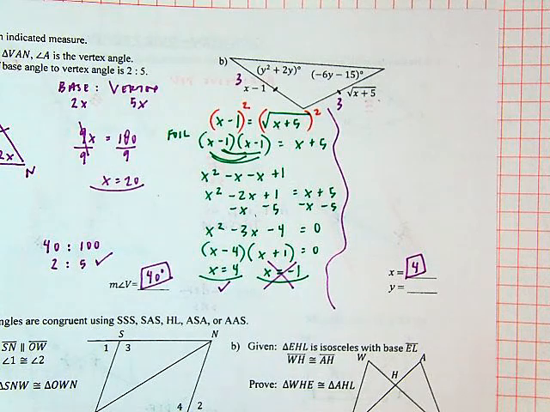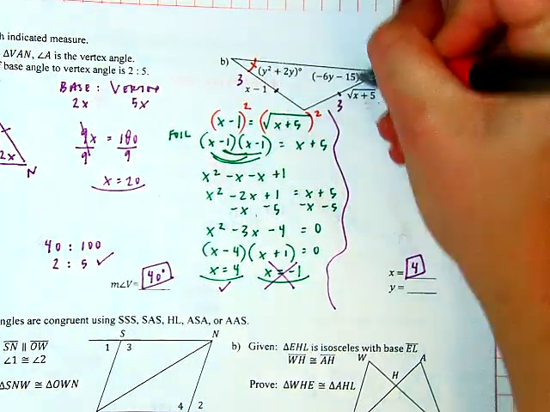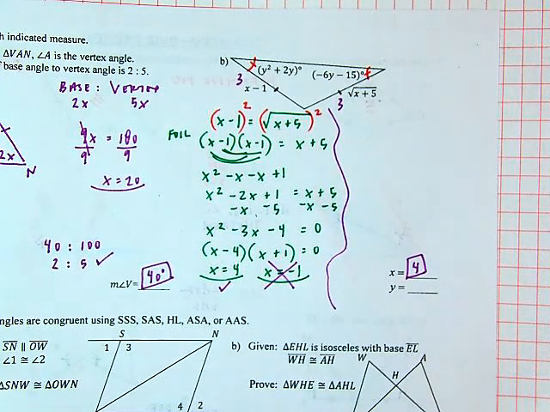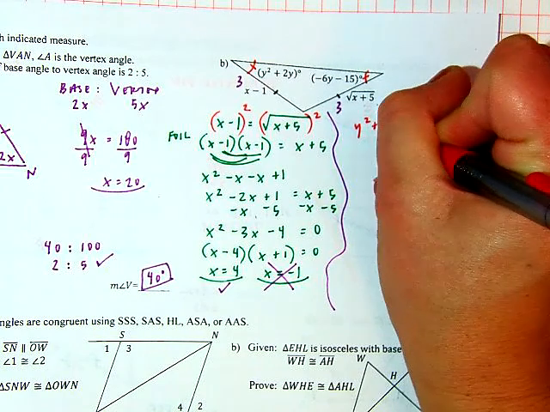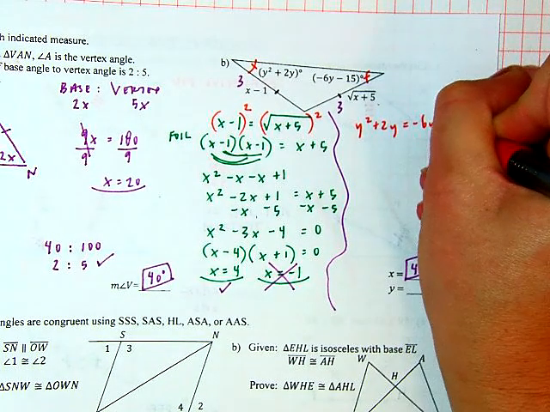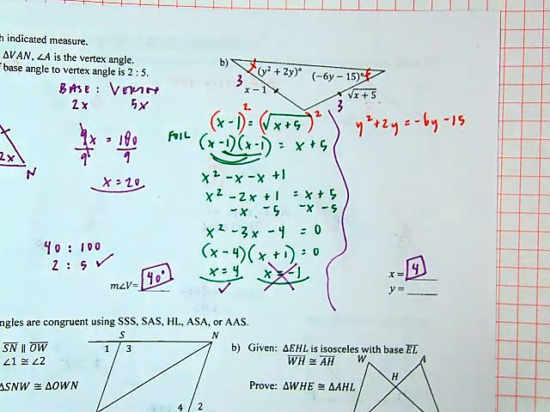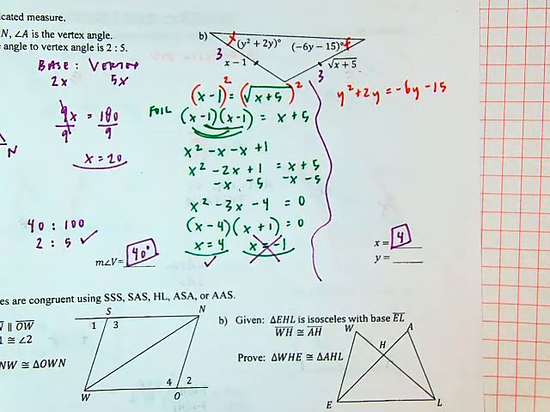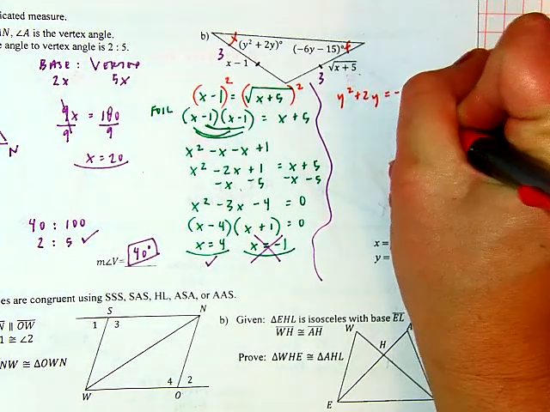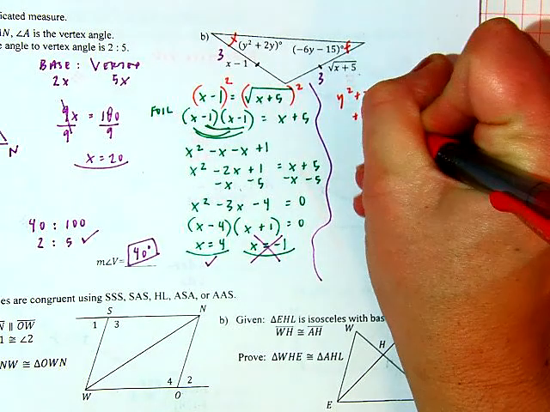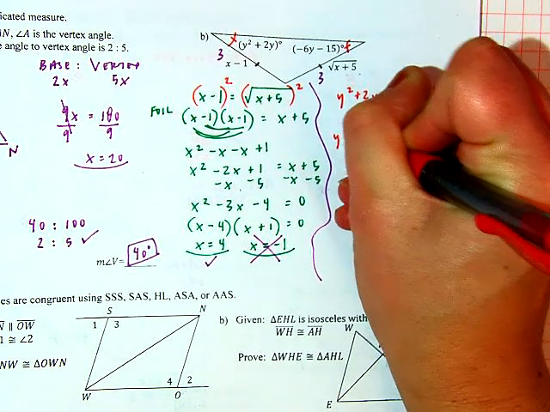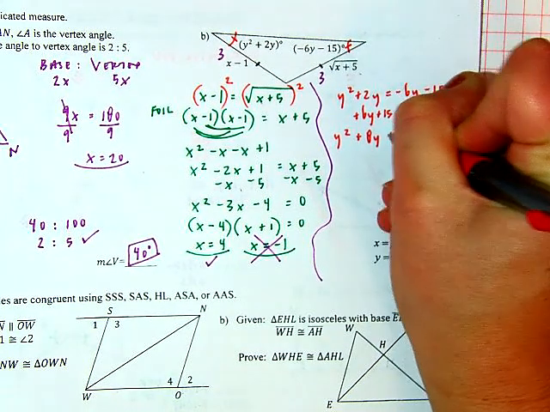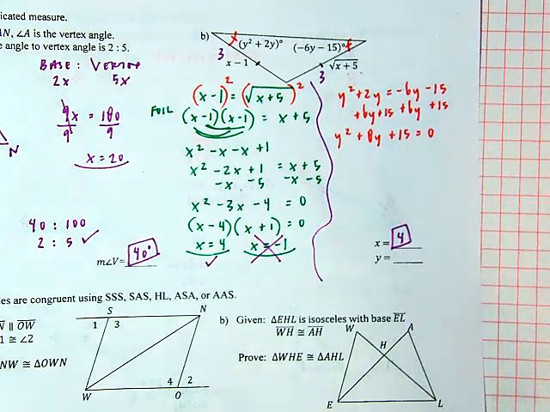All right, then I want to get to y. If my sides are congruent, right, if it's isosceles, then my base angles are congruent too. So now I can say that y squared plus 2y equals -6y minus 15. And now, again, it's a quadratic equation. I'm going to pull everything to one side. So I'm going to add 6y and add 15. So y squared plus 8y plus 15 equals 0.